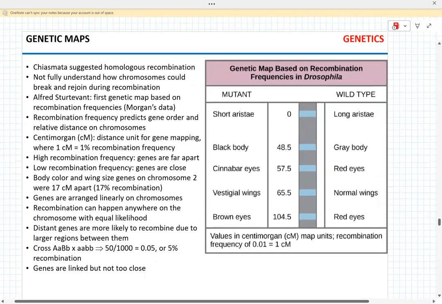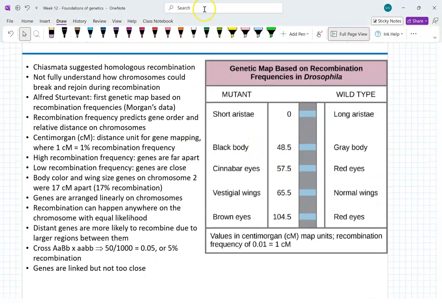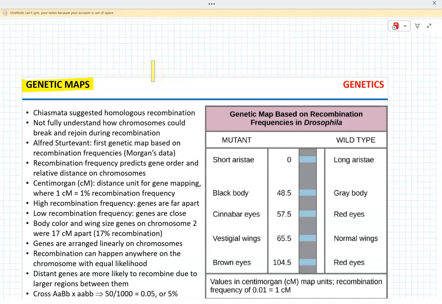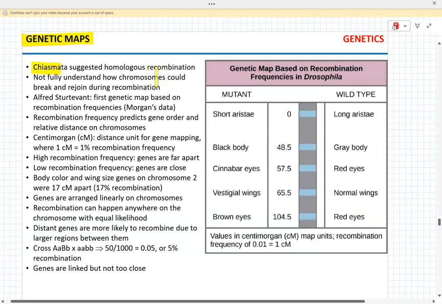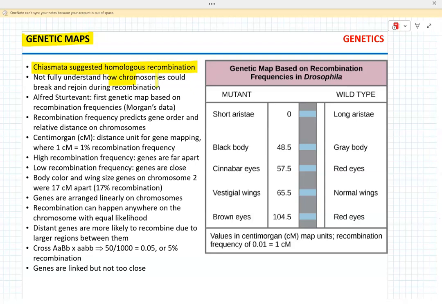Now, based on the results of these crosses, one can establish what's called a genetic map. If chiasmata are formed, they suggest that there is a homologous recombination. At the time, it was not fully understood how chromosomes can break and rejoin during recombination, but then at some point, Alfred Sturtevant built the first genetic maps based on the frequencies of recombination, basically drawing those frequencies from the data produced by Morgan.